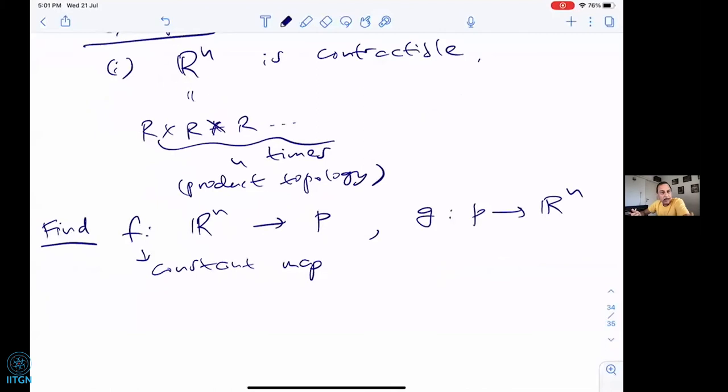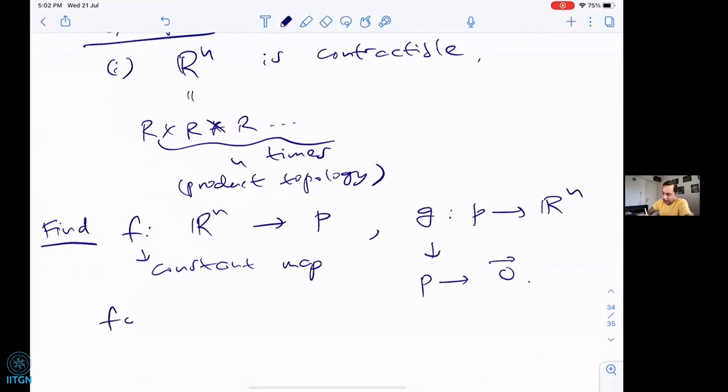Now, when the target is a single point P, what about the inverse map? Not inverse map, the other map G. Sorry, I misspoke. It's not any inverse. G takes a point to Rn. Now, where can a point go in Rn? Well, it just has to go somewhere. In practice, it doesn't really matter where. In our minds, Rn doesn't have any preferred origin, but we can as well choose it to send the point P to the origin in Rn. Or you can choose any other point, makes no difference.